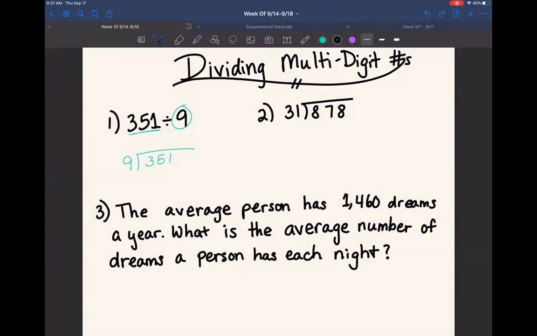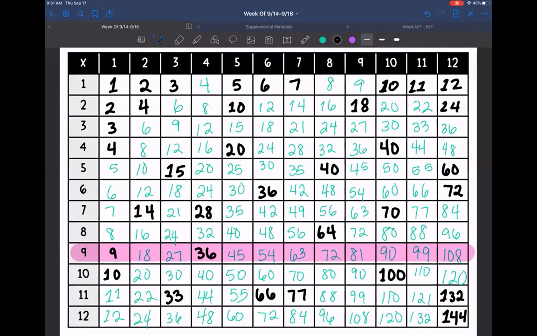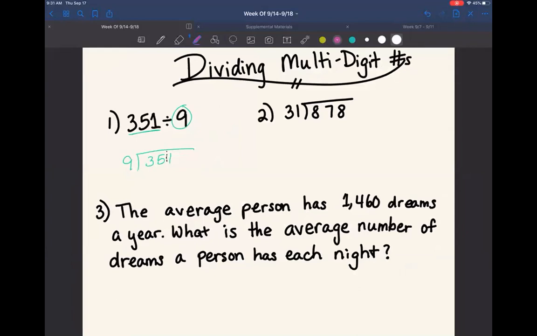So now I have to look over, and let me not have my highlighter on. And I'm going to look at the 35. Well, let me go back. What number gets close to 35 without going over? 27. Okay, so now I'm going to take my highlighter. Here's 27. So it is what? 9 times 3. Okay, so I'm going to come over here. I'm going to put my 3 up at the top. And I'm going to subtract 27 from 35.